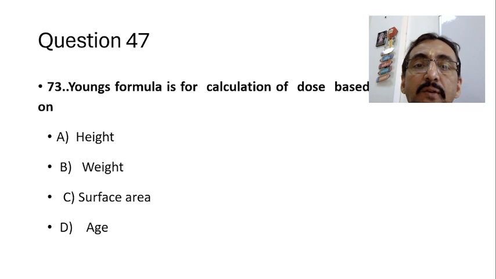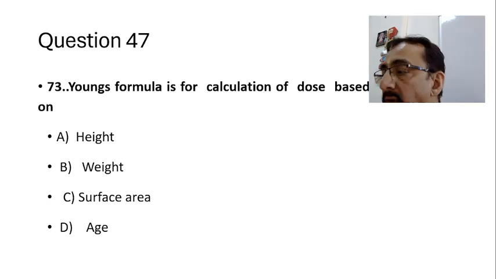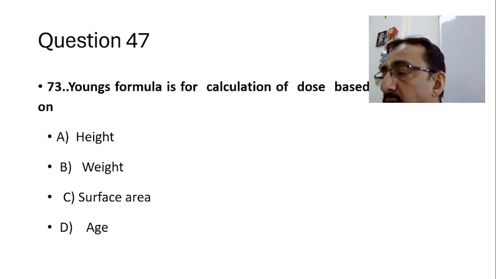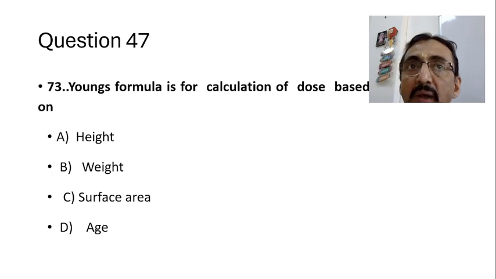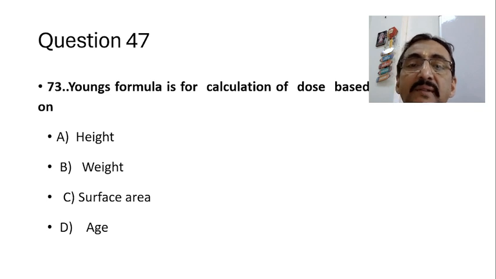Young's formula for the calculation of the dose is based on which particular factor? Is it height, weight, surface area, or age? Okay, so Young's formula is another important formula which is used for the calculation of the dose. And Young's formula says that dose is equal to adult dose into age divided by age plus 12. This is the formula.